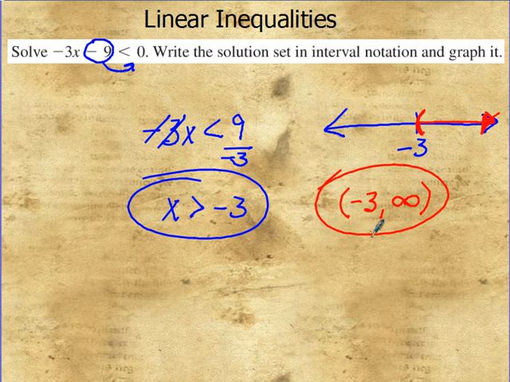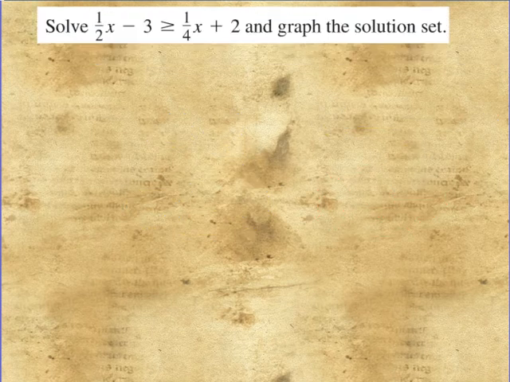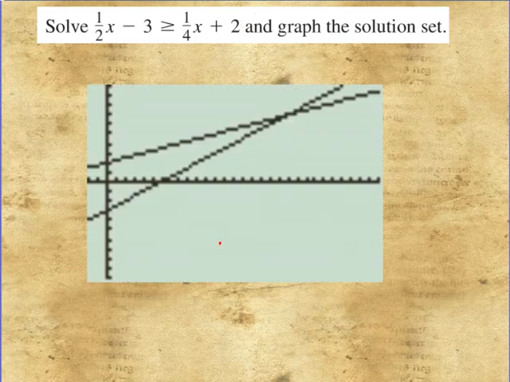That is not a point. That is interval notation. All the numbers from here to here. All the numbers from negative 3 up to infinity. Again, we have linear. A line is greater than a line. Now I do want to, let's graph this. Okay, here's the two graphs.